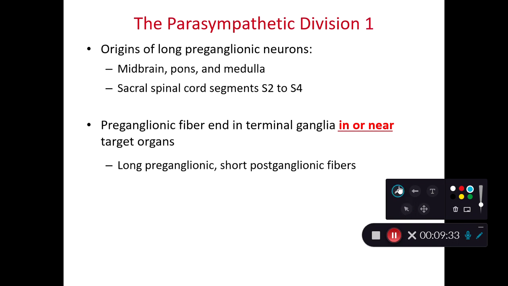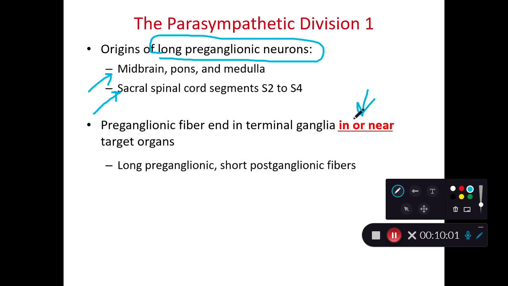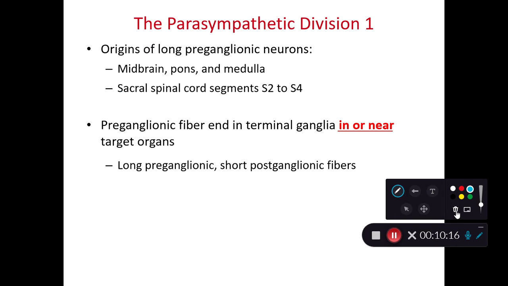Now, as we look at our parasympathetic division in more detail, something we really need to emphasize is that the preganglionic neurons are very long. These preganglionic neurons will originate within the brainstem or very low down in the spinal cord. They have a tendency of terminating very near, in or near, our target organ. That very long preganglionic fiber will carry the signal almost directly to the organ. It'll synapse, and then after the synapse, we have a very short postganglionic fiber that will carry the signal to the effector tissue directly.